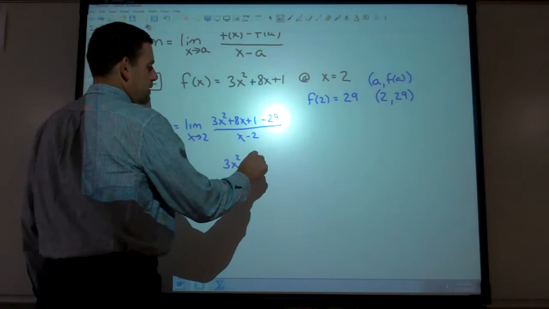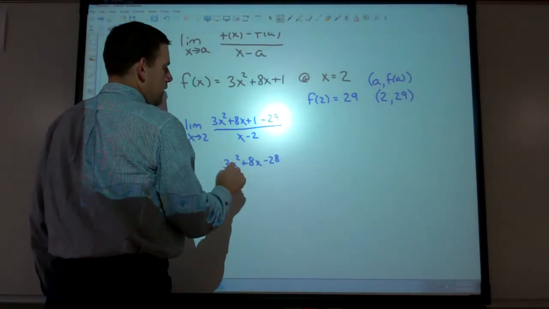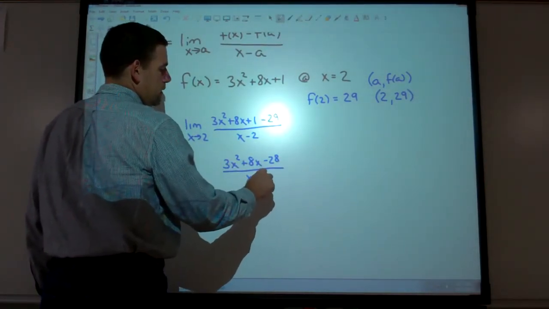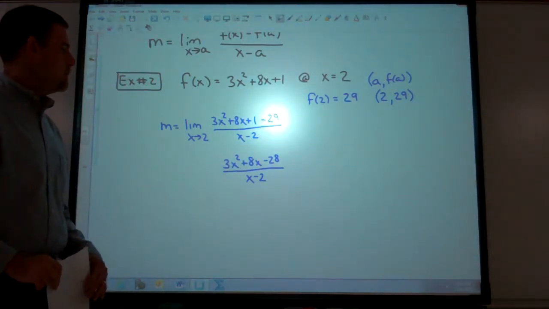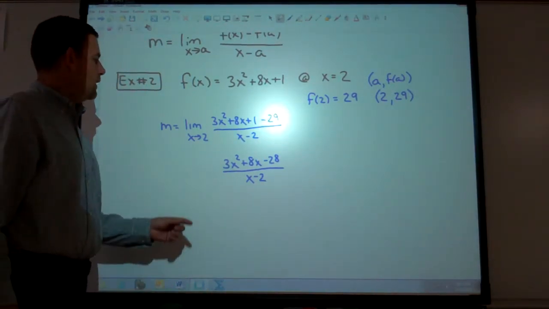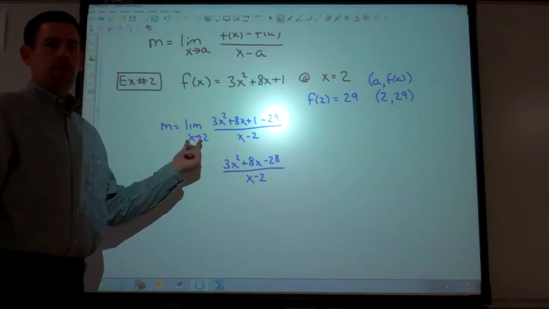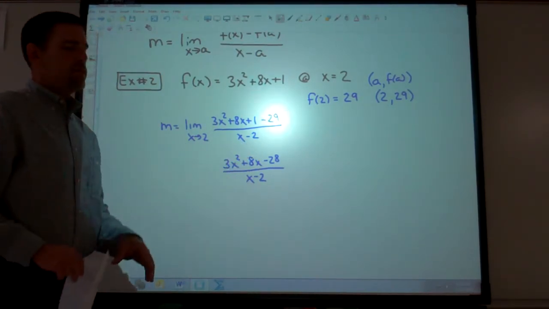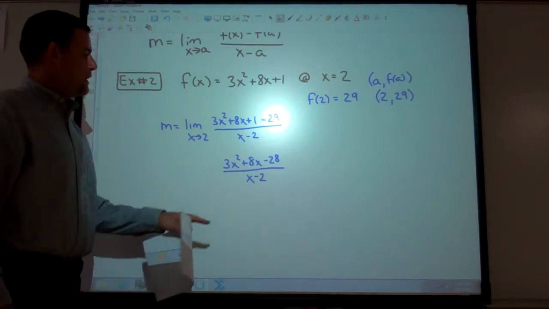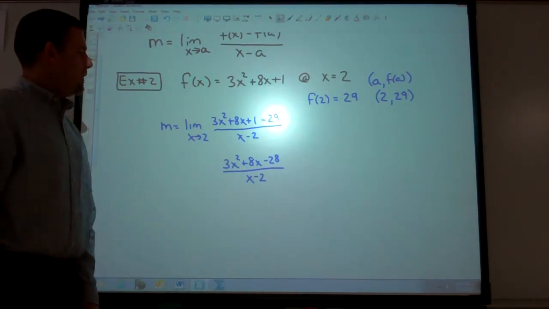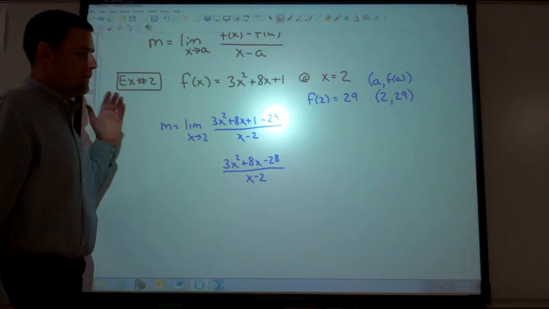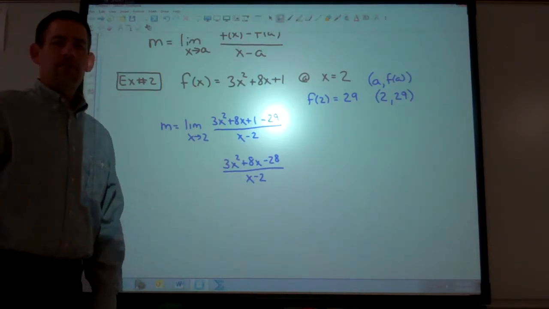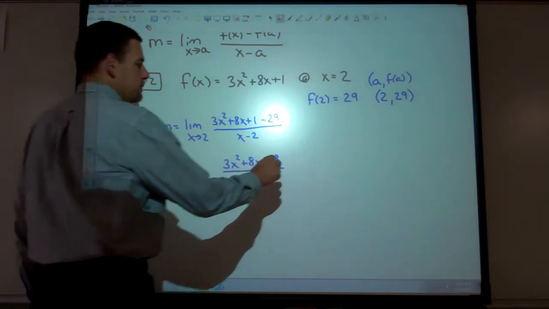3x squared plus 8x minus 28 all over x minus 2. And a little hint, we always want to try to get the x minus 2 to factor out. That's what's causing our issue. When we go to 2, we can't directly substitute into that denominator. So when we go to simplify the numerator, the x minus 2 should factor out. So I can almost tell you without doubt that there's going to be a factor of x minus 2 in the numerator.